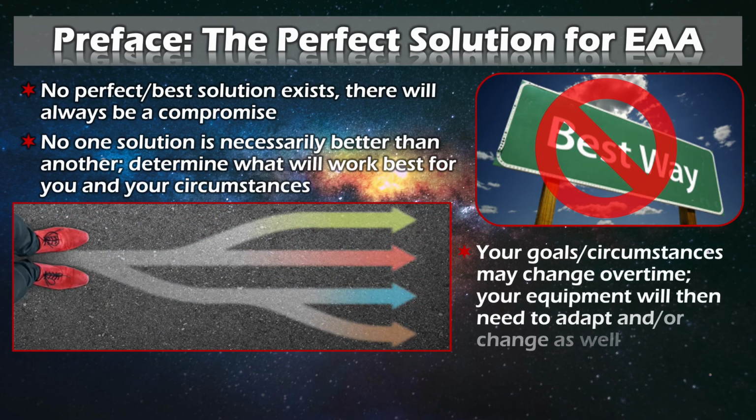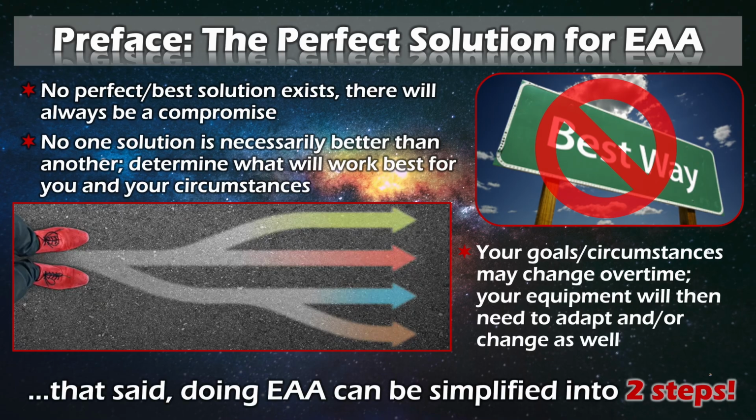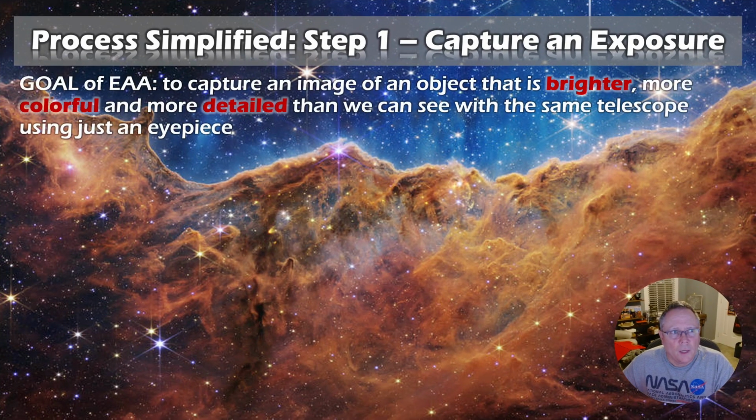Now, your goals and circumstances are going to change over time, and your equipment will need to adapt and change as well. So my recommendation is not to spend a lot of time trying to future-proof whatever you want to purchase or need to pick up and get stuck in that paralysis by analysis. Now, that said, EAA can be simplified into two rather straightforward steps. And that is that the goal of EAA is to capture an image of an object that is brighter, more colorful, and more detailed than we can see through the same telescope just by using an eyepiece.